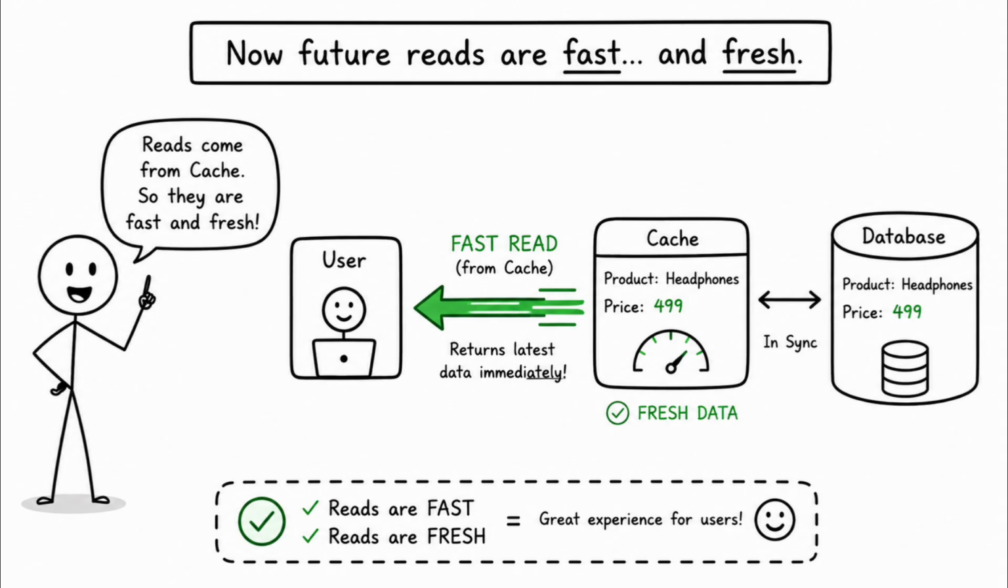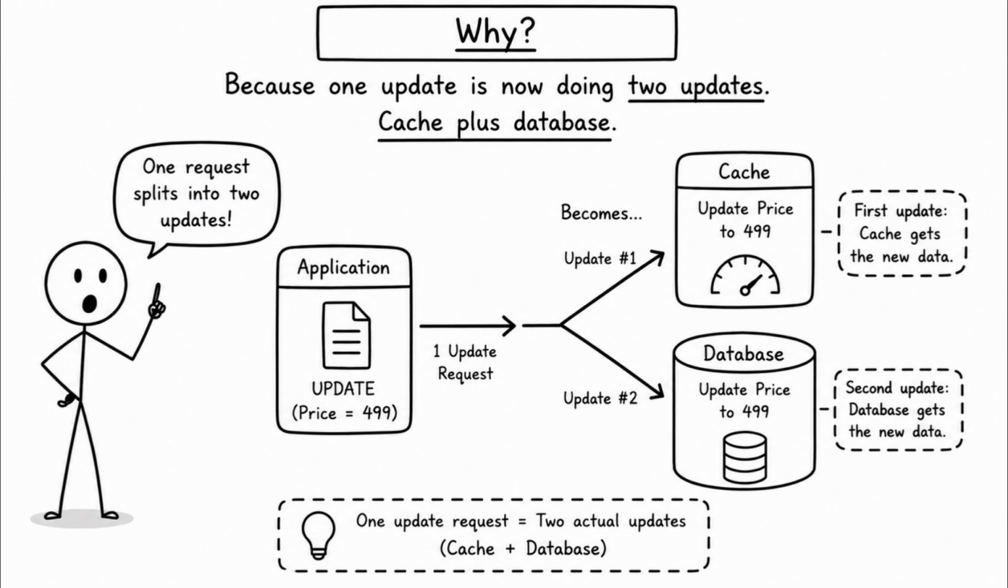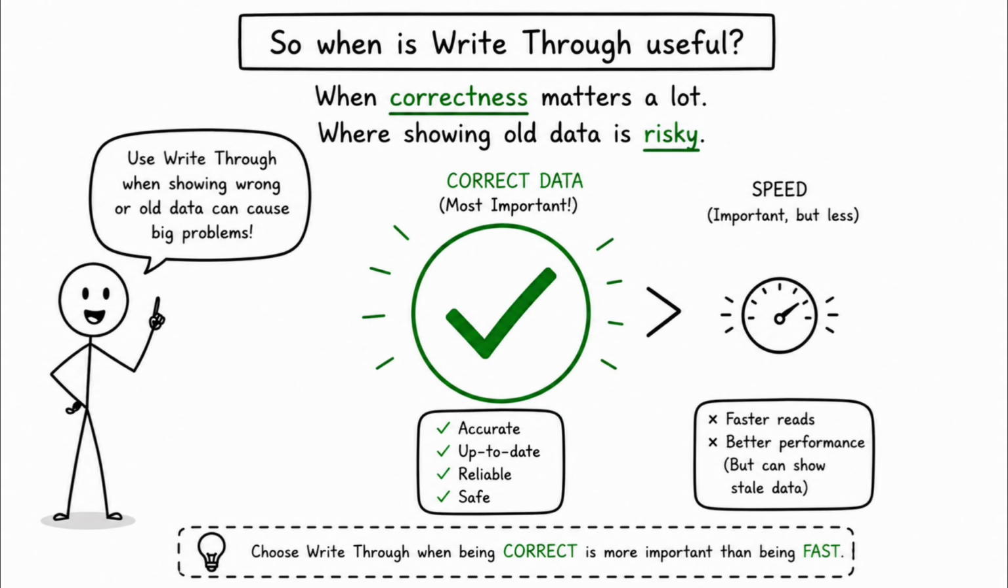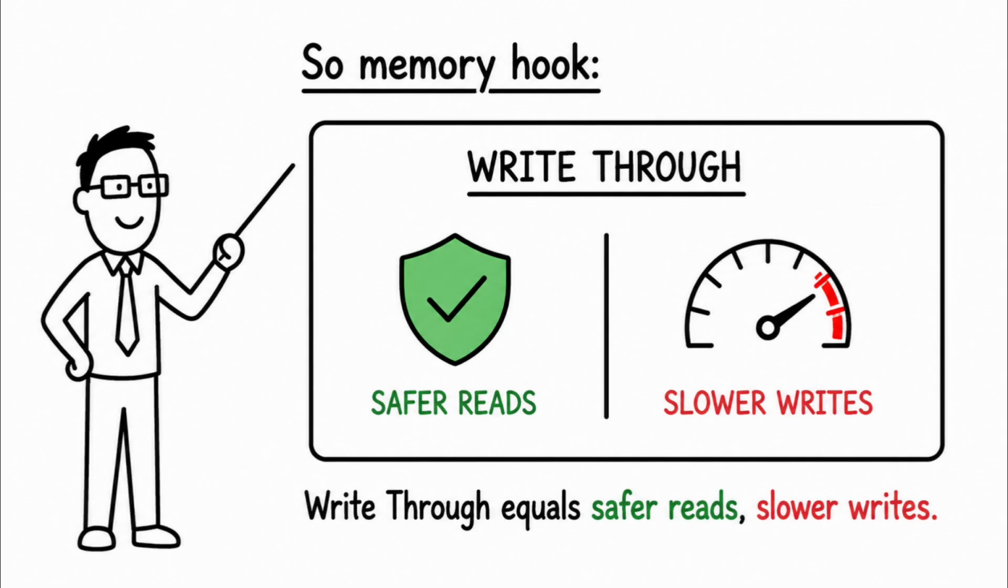Now future reads are fast and fresh. That sounds great, right? Yes. But there is a cost. Writes become slower. Why? Because one update is now doing 2 updates, cache plus database. More work. More latency on writes. So when is write through useful? When correctness matters a lot. Where showing old data is risky, like account settings, user preferences, inventory counts, some financial data. So memory hook: write through equals safer reads, slower writes.